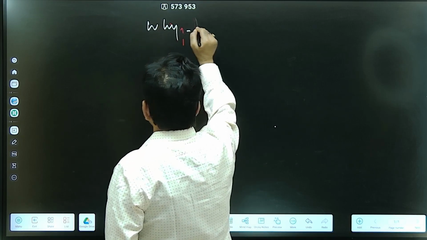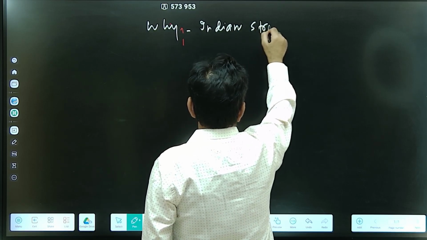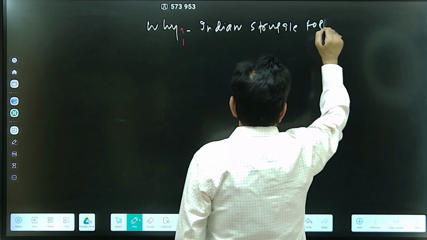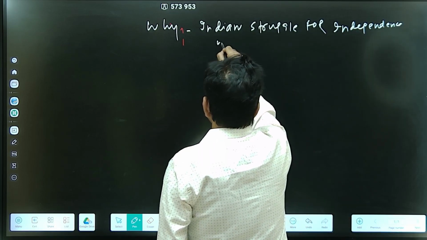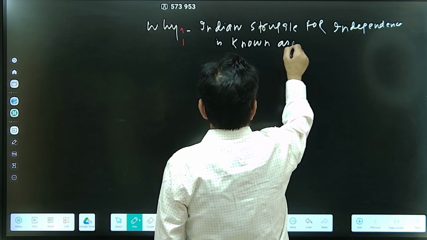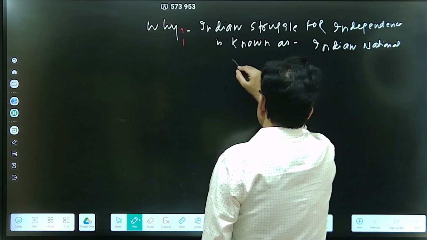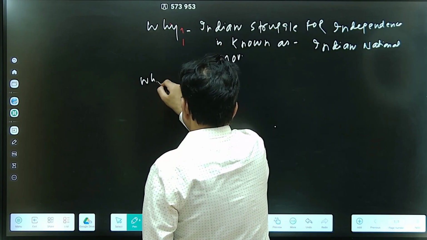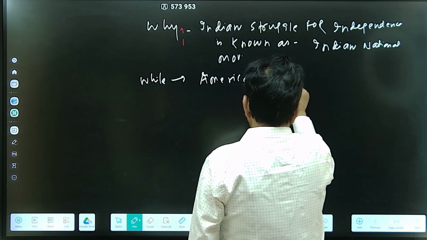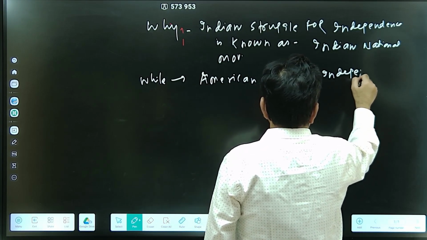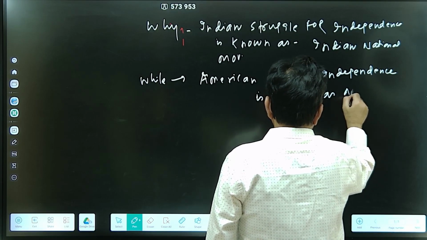Why is the Indian struggle for independence known as the Indian national movement, while the American War of Independence is known as the American Revolution?